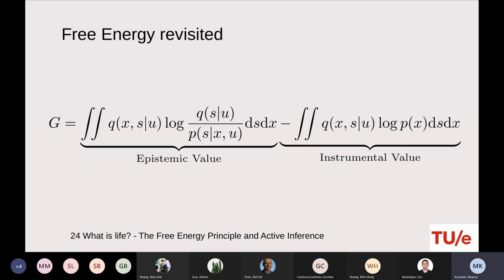Another way to think of it, with some terminology that I like, is that we have an epistemic value term. So that is the value of information, the value of learning, the value of being curious, and an instrumental value term, that is how much value do we assign to achieving our goals. And because this is all part of the same functional, and all of this can be done using slightly modified variational inference, we can do all this with the tools that you already know.